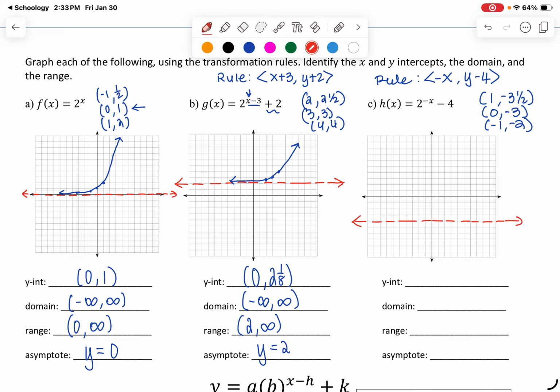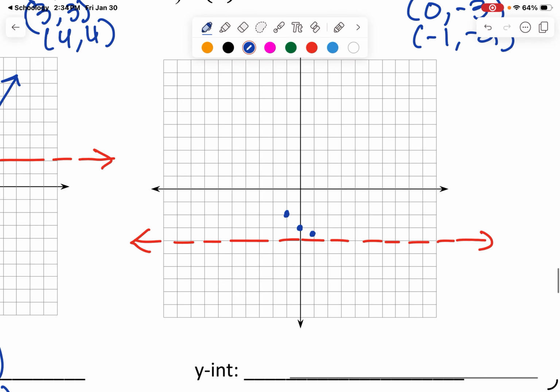Okay, and then graph these points. 1 over 1, down 3 1/2, or right there. 0, negative 3, right there. Negative 1, negative 2, right there.